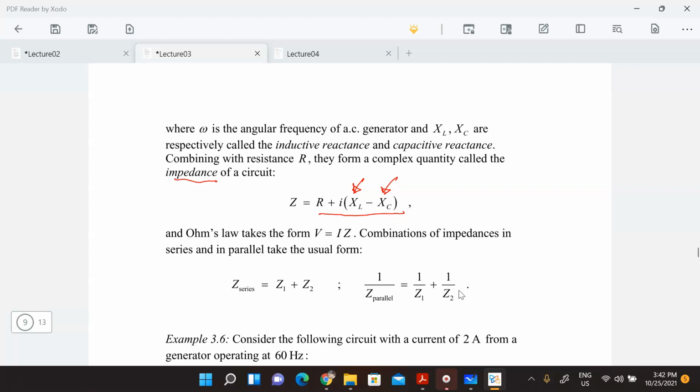I hope you have seen this somehow. This is a real application of complex numbers in practical terms. When you talk about how you put the impedance in series or in parallel, it follows what we know for the case of resistance. Then we can calculate this, replace this by complex numbers, and so on and so forth.